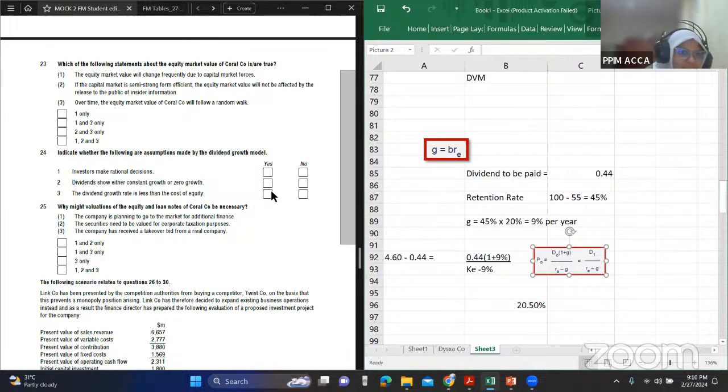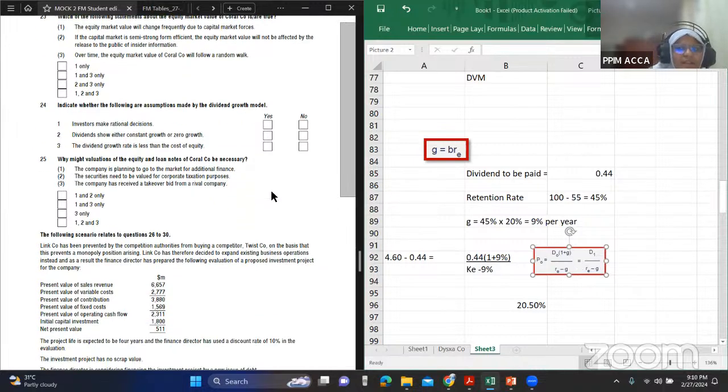So all three are assumptions. The last one: why might valuations of the equity and loan notes be necessary? Why should you value equity and loan notes? One, the company is planning to go to the market for additional finance. If you're going to go to the market for additional finance, they will definitely ask you what your market price per share is. For that, you definitely have to have a market value for equity.